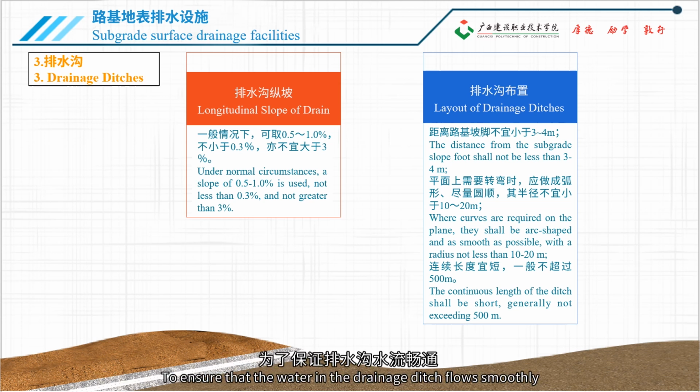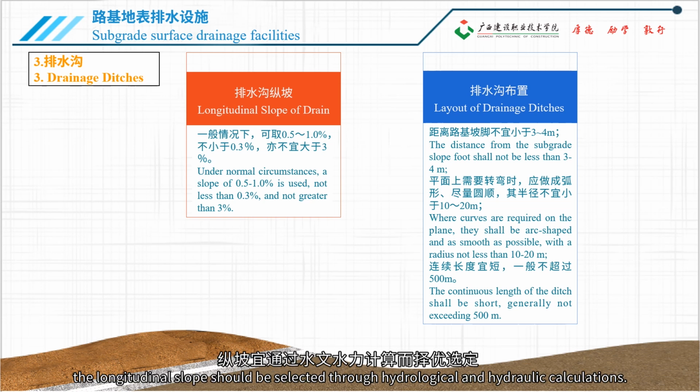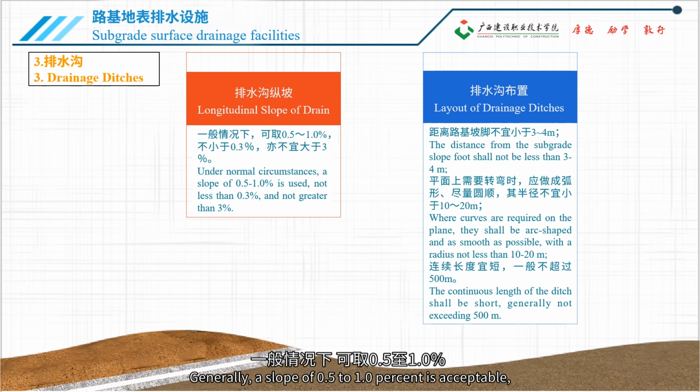To ensure that the water in the drainage ditch flows smoothly and to prevent erosion due to high flow rates or siltation due to low flow rates, the longitudinal slope should be selected through hydrological and hydraulic calculations. Generally, a slope of 0.5 to 1% is acceptable, not less than 0.3% and not greater than 3%.